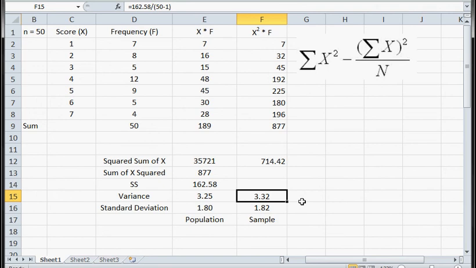Having done that, we've seen how we can use the computational formula for squared sum of deviations to then derive standard deviation and variance for either the population or the sample.